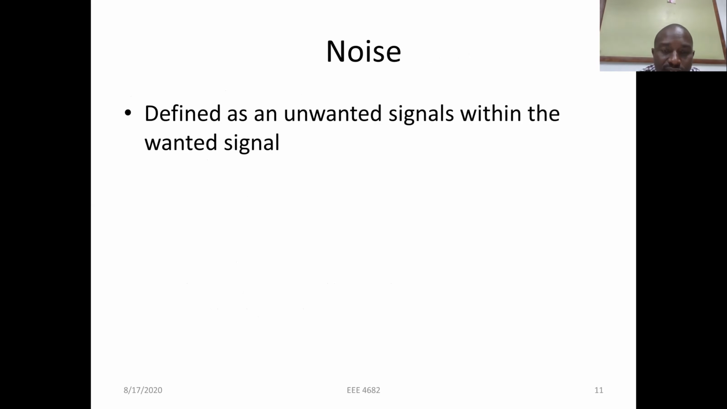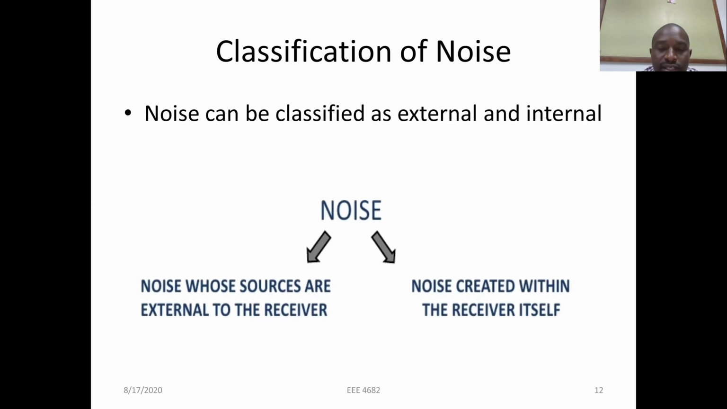Talking about noise, noise is defined as an unwanted signal that falls within the wanted signal. Usually, this signal is electrical in nature. It will be in the form of currents or voltages. So these voltages or currents that fall within the wanted signal, which is also equally electrical, are basically what is defined as noise. Noise can be classified as external as well as internal. Noise whose sources are external to the receiver is what we call external noise. Noise created within the receiver, within the equipment, is what is known as internal noise.